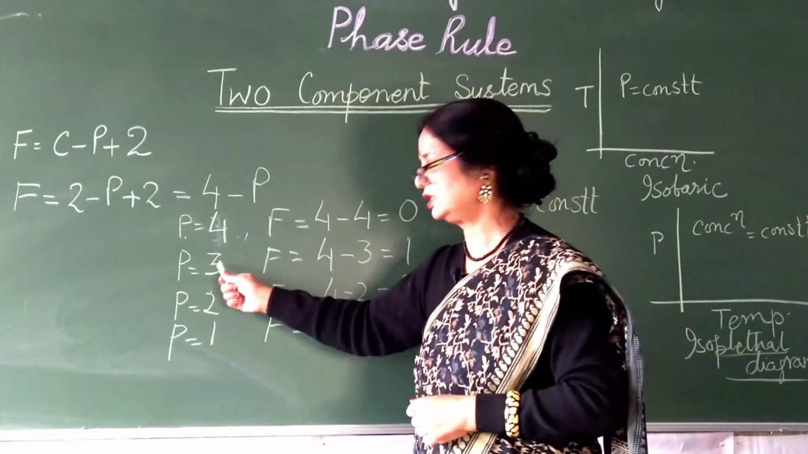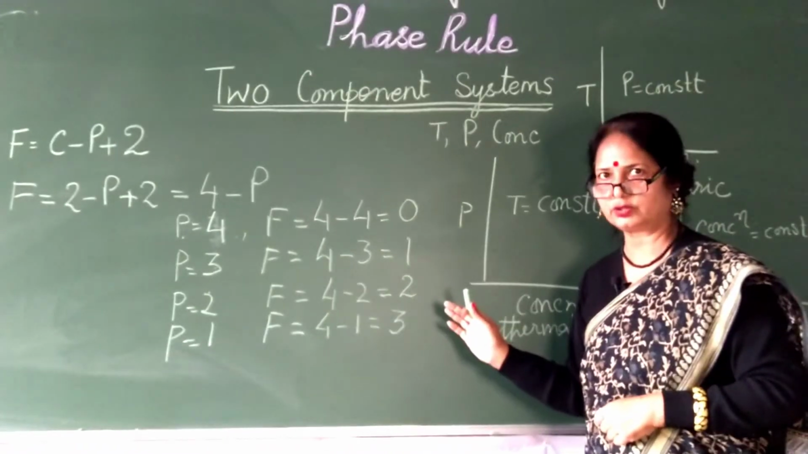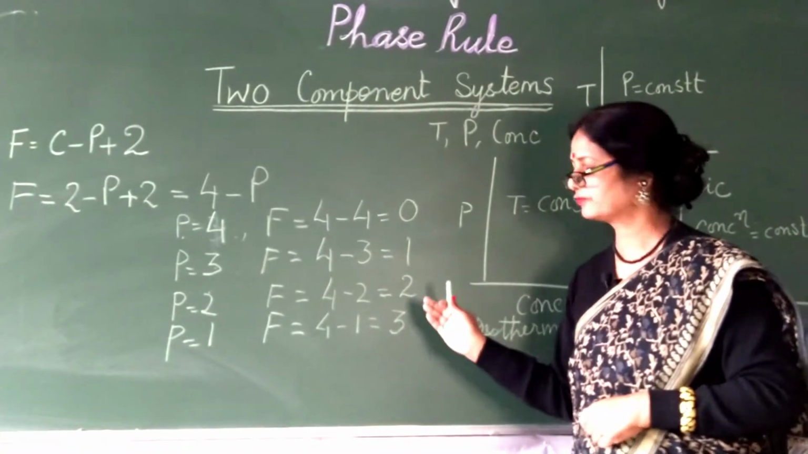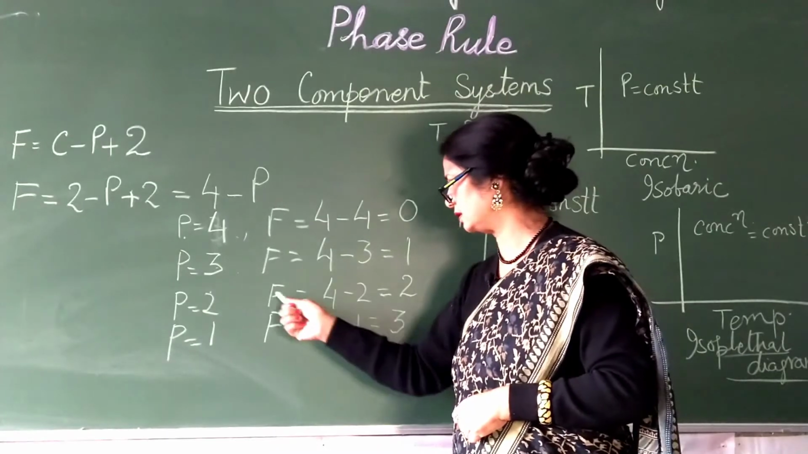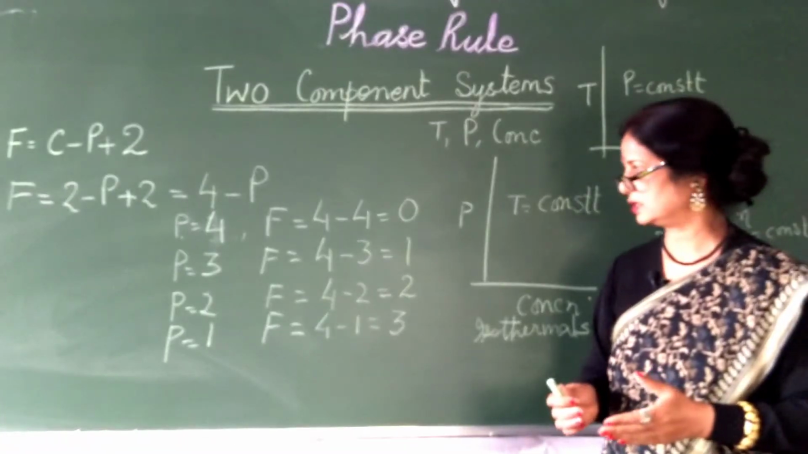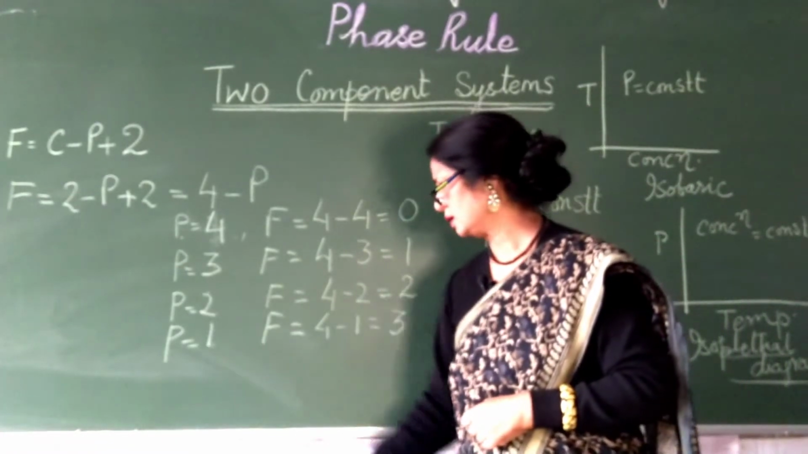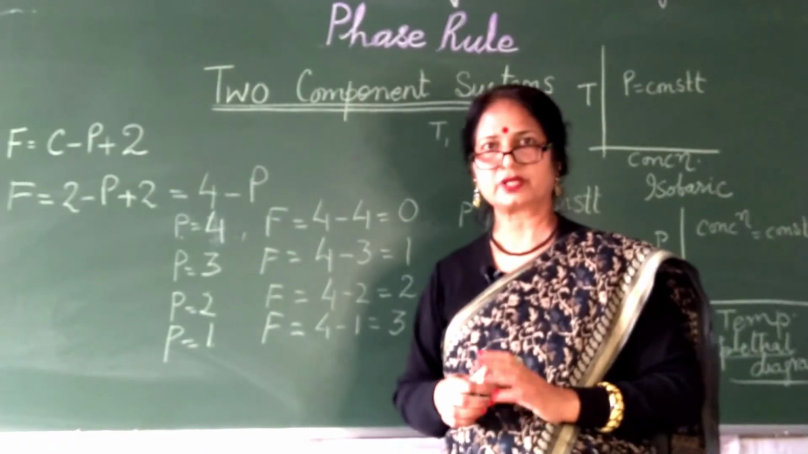When P is equal to 3, the number of phases is 3, then F will be 1 and the system will be univariate. When P is equal to 2, which means the number of phases is 2, then the value of F comes out to be 2, which means the system is bivariate, and when P is equal to 1, then the value of F will come out to be 3, which means the system is trivariate.